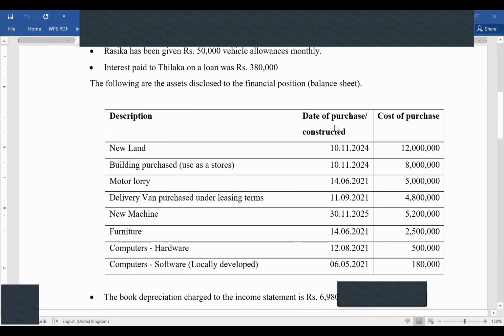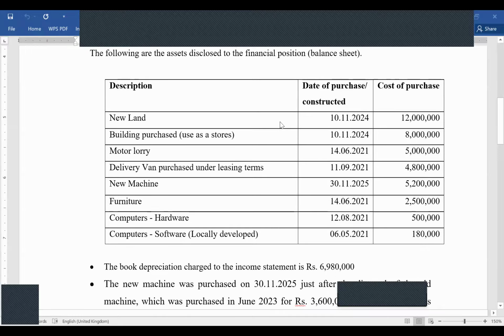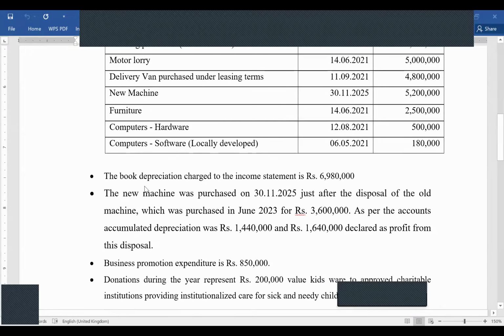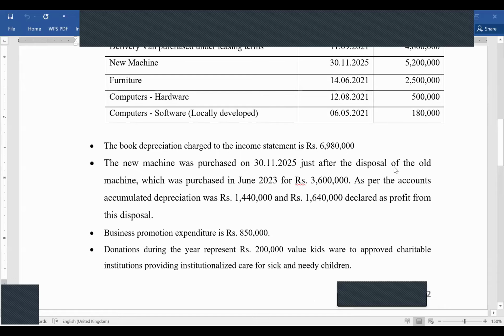So you have given these details, that means capital allowances are to be calculated. So you know how to calculate capital allowances. It is not necessary to explain it again. Then the book depreciation charged to the income statement is 6.9 million. The new machine was purchased on this date after disposal of the old machine. So you know how to do this calculation.